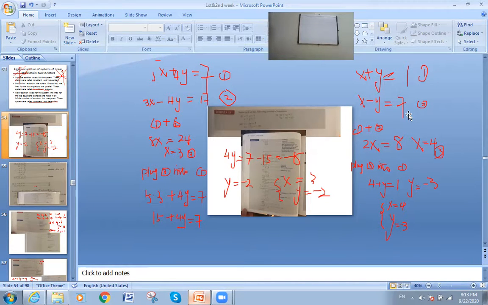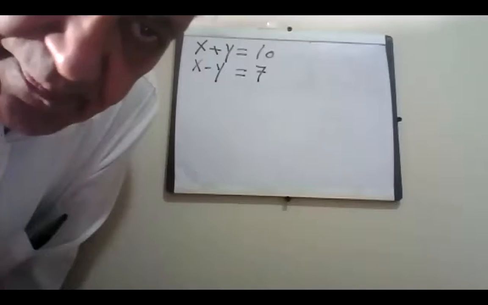Okay, everybody. So x plus y equals 10. This is the first equation. And now I will make the screen big. Just be patient, please. X minus y equals 7. So far, so good. Now I will stop sharing so that you can see the screen.